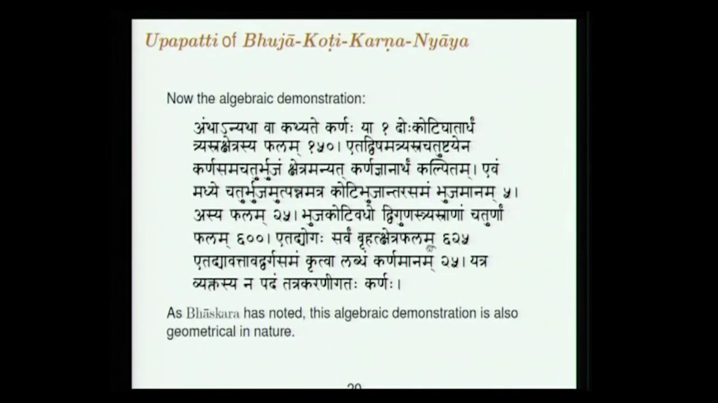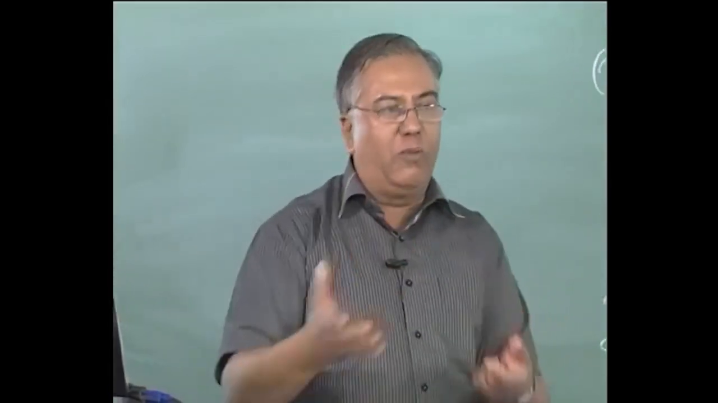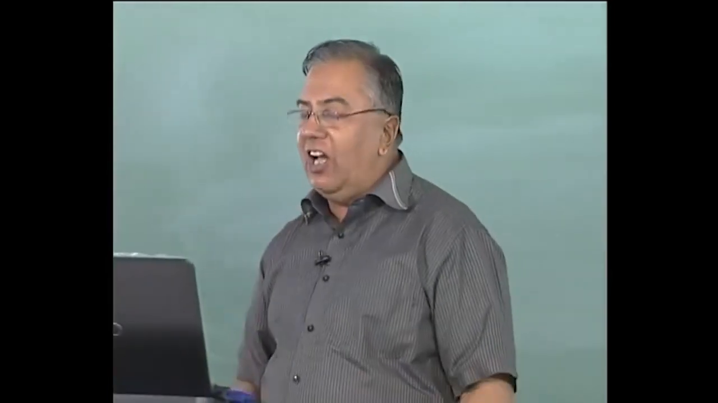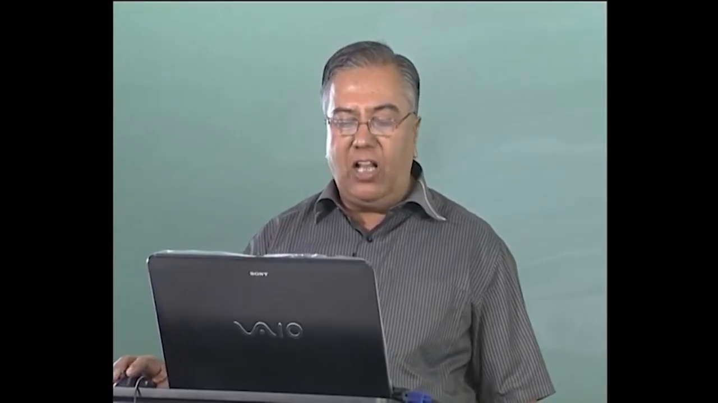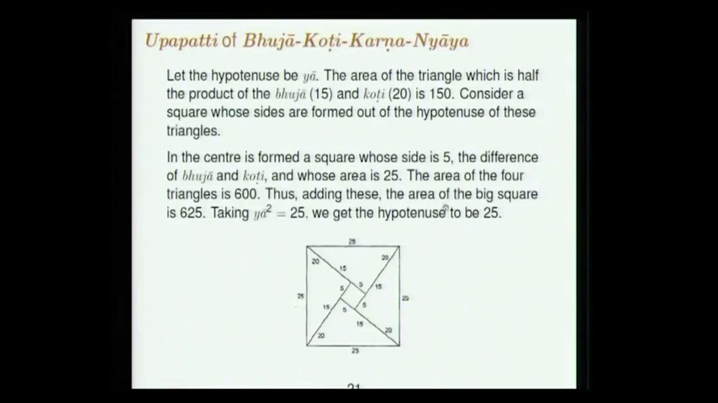Now then he says, let me give the algebraic demonstration. And as he himself said, if at all you are proving a result in geometry, the algebraic demonstration is also based upon the figures. Essentially all that Bhaskara is doing is, if this is our right angle triangle, construct a square from the hypotenuse of this right angle triangle, and put the hypotenuses of the right angle triangles in such a way that in the center you are left with another smaller square.